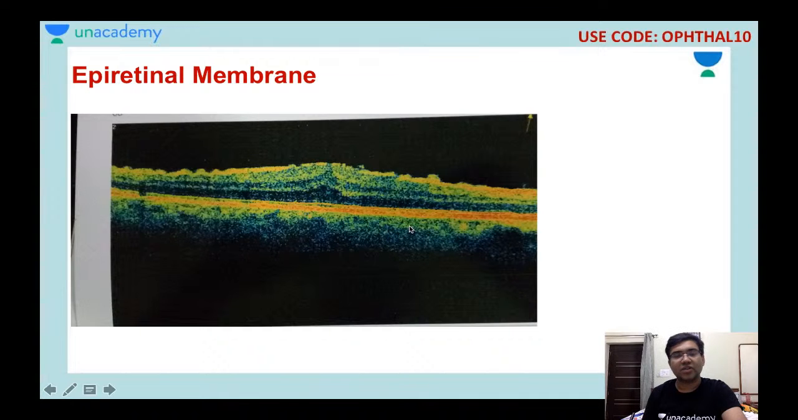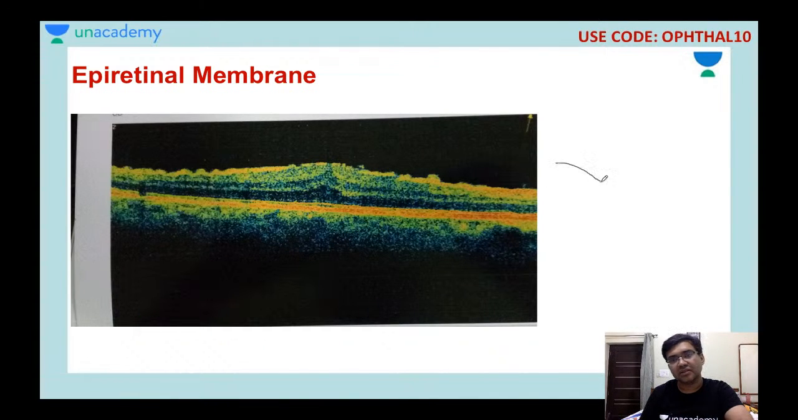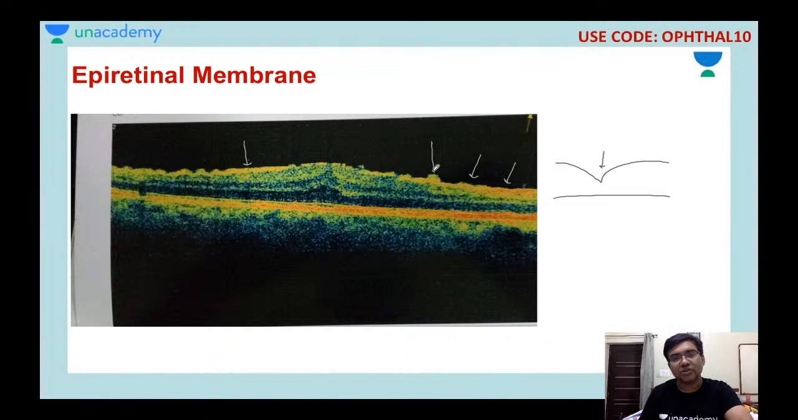Okay, chalo. Then the next spotter is of epiretinal membrane. Now see how the normal OCT looks like. You have a dip at the level of the center of the macula. Here, if you can see in this picture, there is a membrane which is over the internal limiting membrane. Can you appreciate here, Steffi? So there is a membrane over the internal limiting membrane. This is called epiretinal membrane.